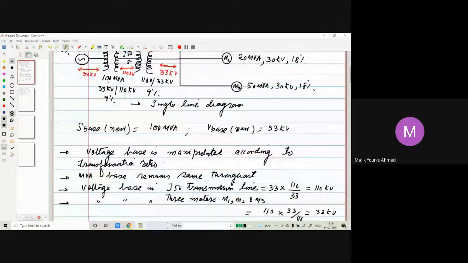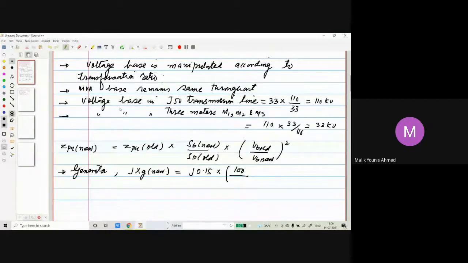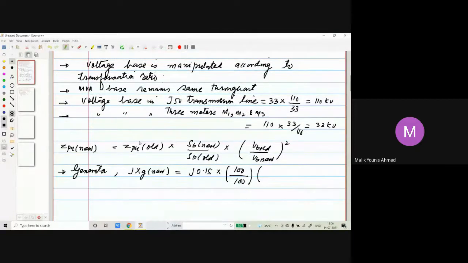And what is the rating of the generator? Generator rating old is also same 100, because we are having the base values on the generator only, multiplied by V base old. What is the old rating of the generator? 33 kV. And what is the base value on the V base new? Base value on the generator side is also 33 whole square. So this will come out to be same. Why same? Because we have base values on the generator side. Every time if you have base values on the generator side, then the values are going to come same. So first value we have got.